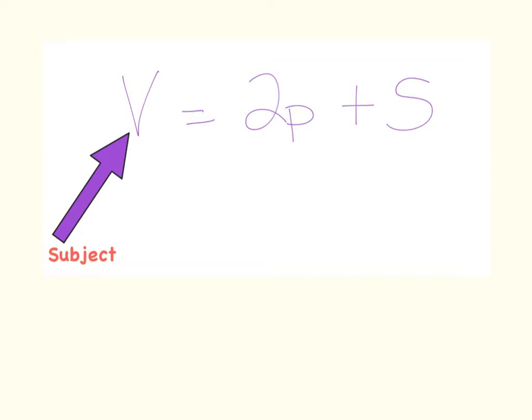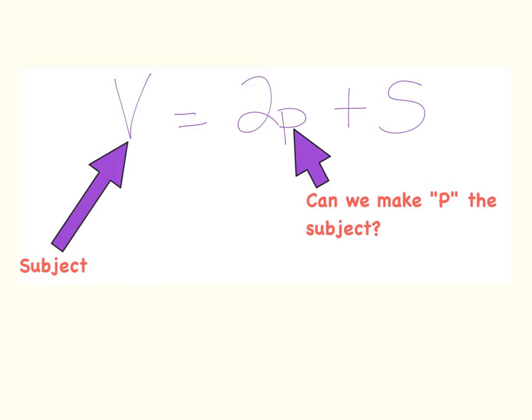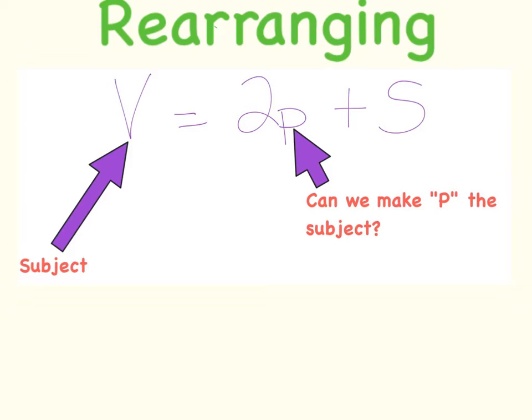When we're asked to manipulate the formula, we're really asked to maybe write one of the other unknowns right here at the start. So in this question, can we make P the subject? So have P technically on this side and everything else on the other. So that's what manipulating the formula is. It's really about rearranging. In this question, we're asked to rearrange this so that I know what P is equal to, not V.